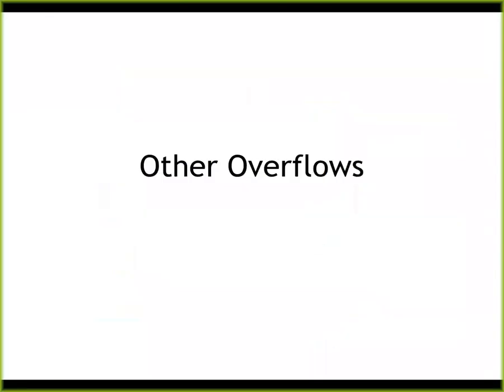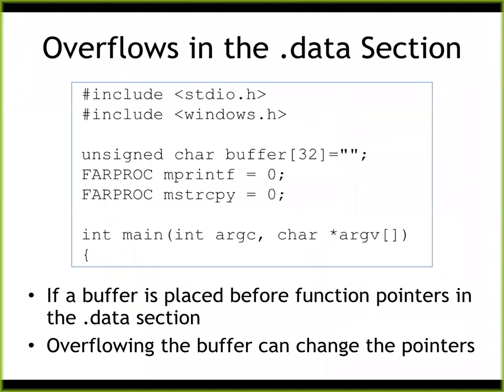All right, and then you can overflow in the data section. If you have global variables, here we've got a global variable defined outside any routine. It's a buffer of 32, and then there's a couple of other things down here that look like pointers. So if you can overflow that buffer, you can overflow other global variables. These are all in the data section, not in the text section, not in the heap, not on the stack. The data section is where global variables live.